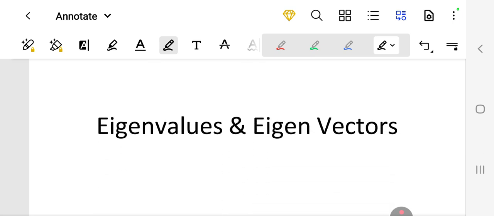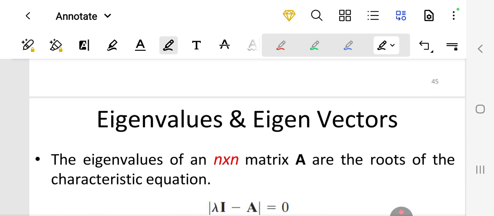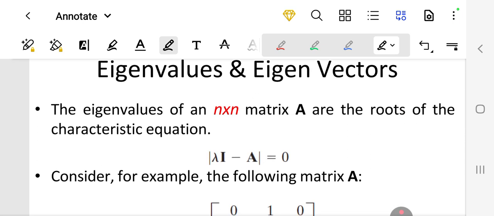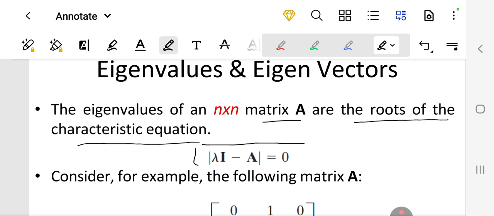Now we will move on to another topic, which is eigenvalues and eigenvectors. Eigenvalues of matrix A are the roots of the characteristic equation, which is the determinant of lambda I minus A equals 0. The eigenvalues are the specific values of the system which determine the poles of the system.